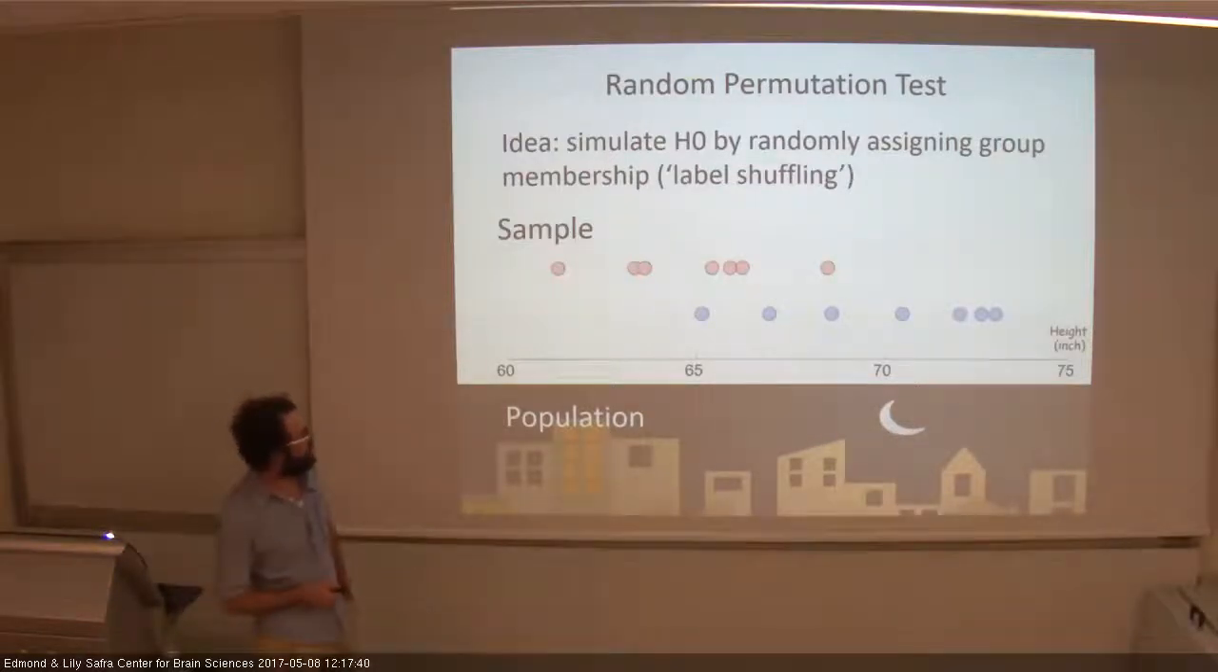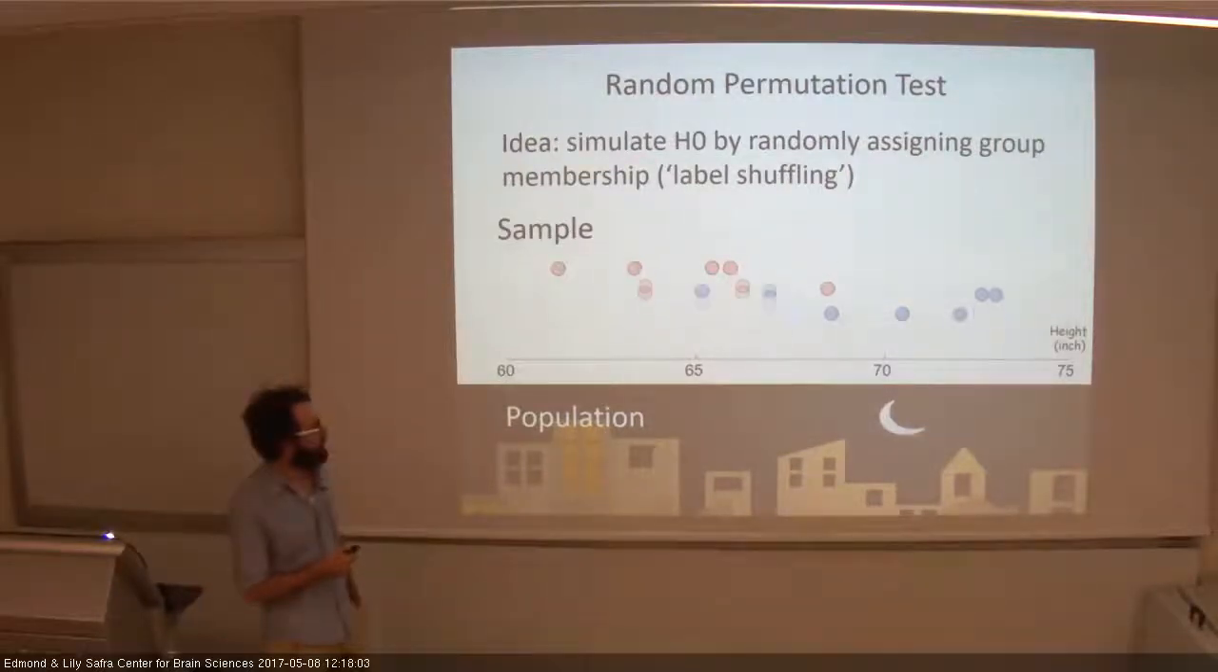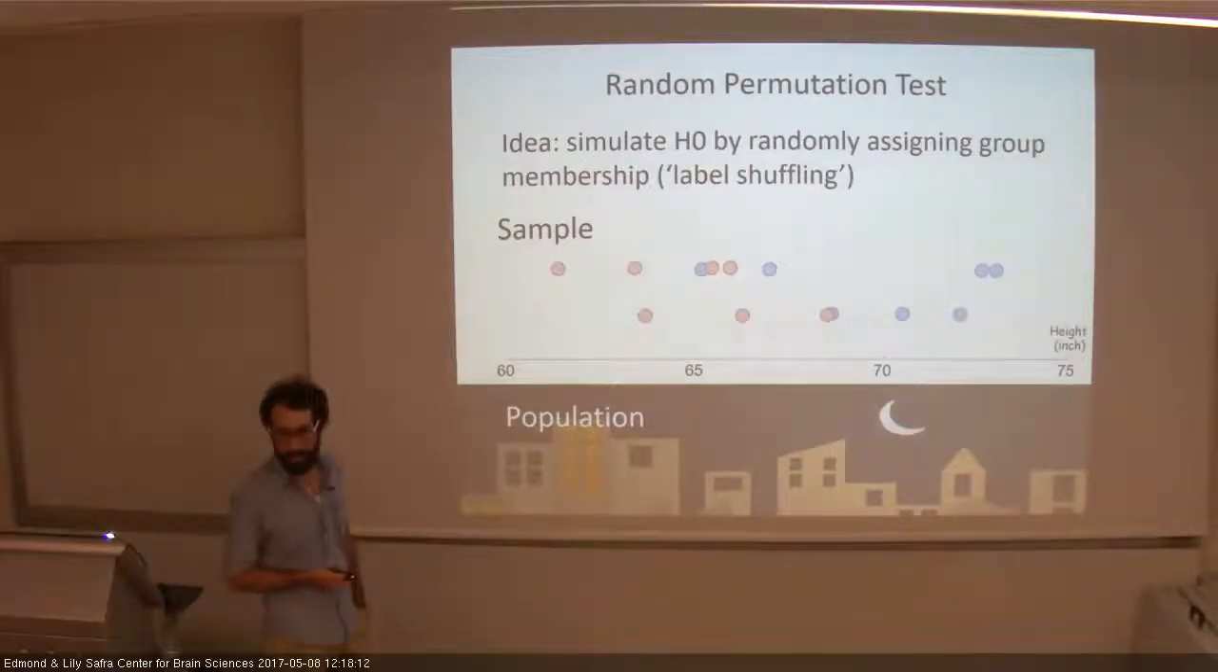So back to the alien experiment. So the idea now is to simulate the null distribution, which means the distribution of our test statistic given the assumption that there's no effect, by shuffling the labels of our two groups. So we can randomly assign our samples to men and women, and compute again the t-statistic.